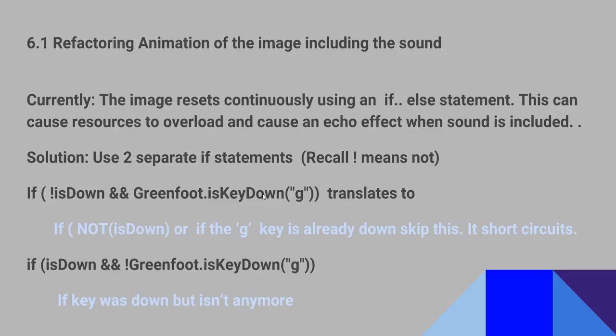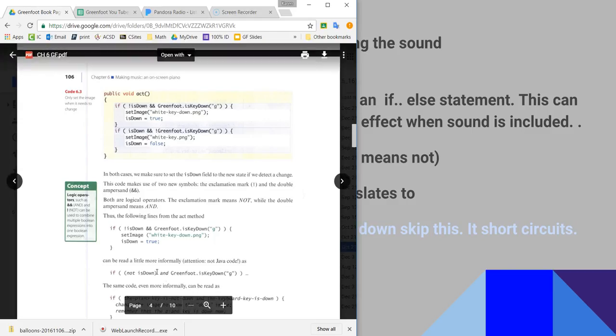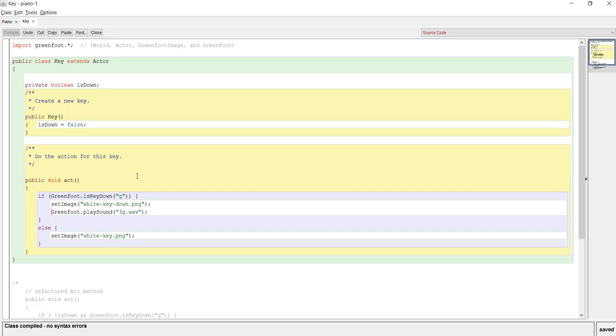Likewise, we're going to ask a second if statement, and we're going to reverse the logic. Notice the exclamation point here is gone, and now we introduce it. So what happens here is, if the G key was down but isn't anymore, then we're going to continue. So if I go back to the code and I make those comments, or I edit it out, I've got my refactored act method below here.